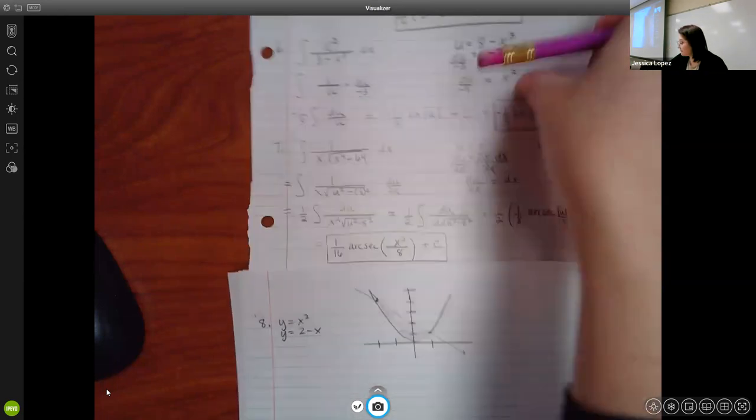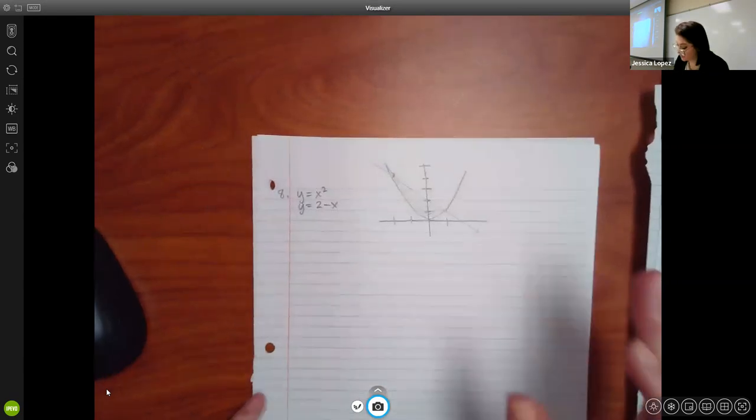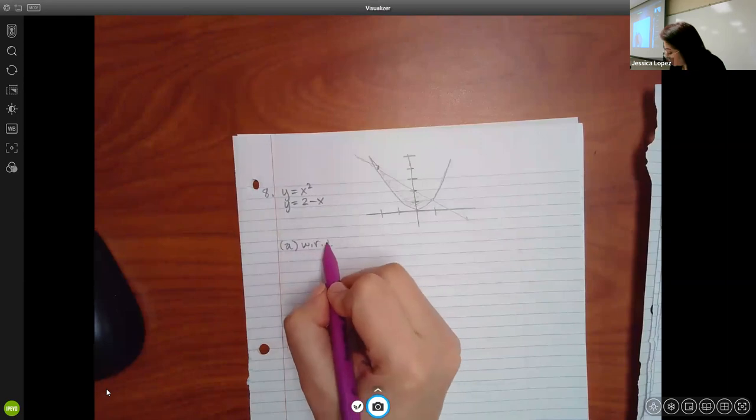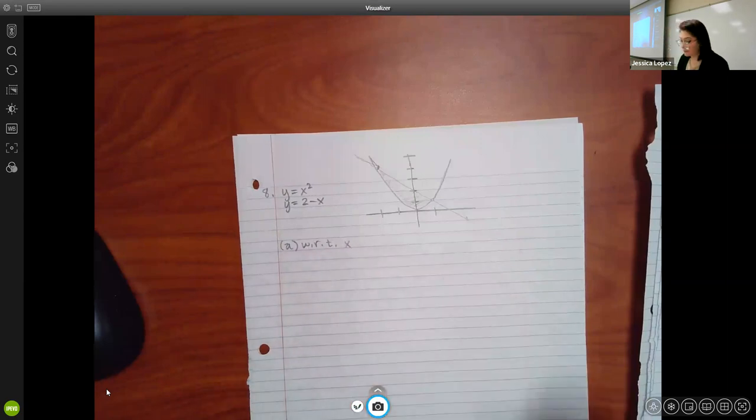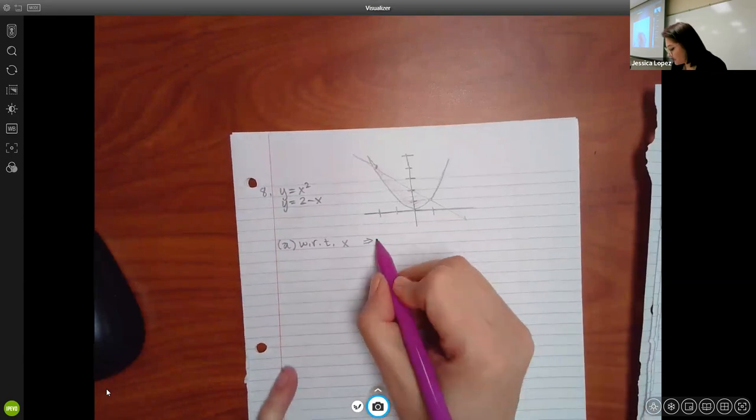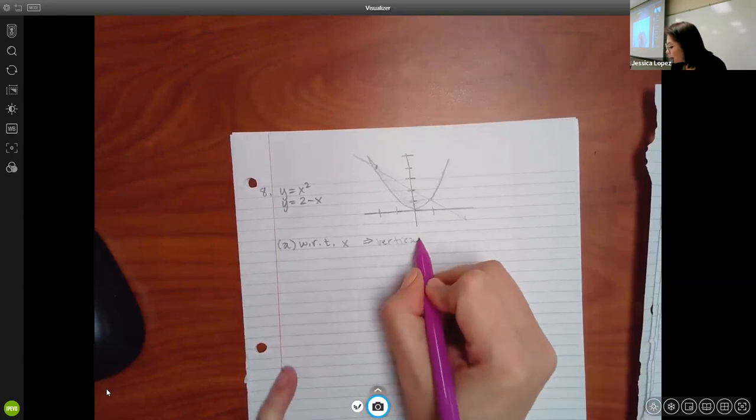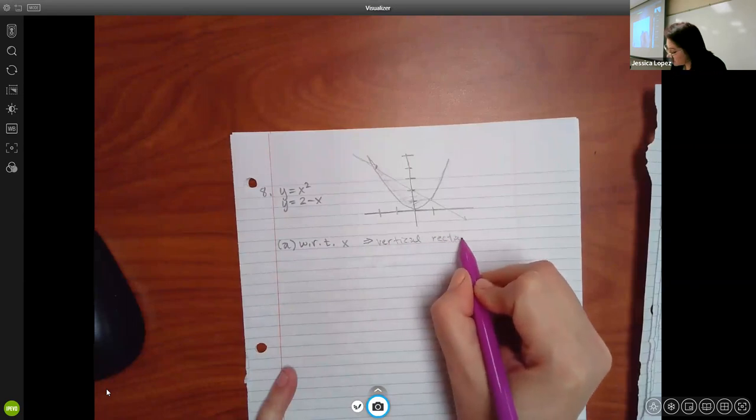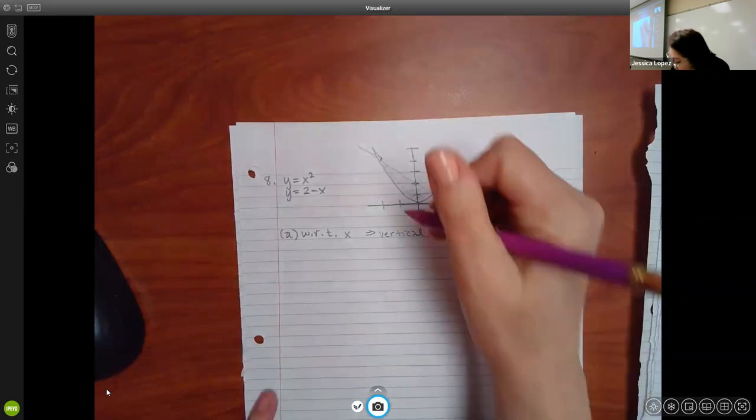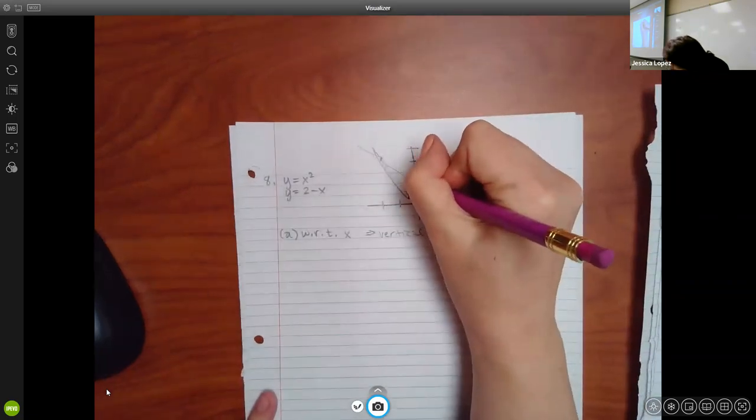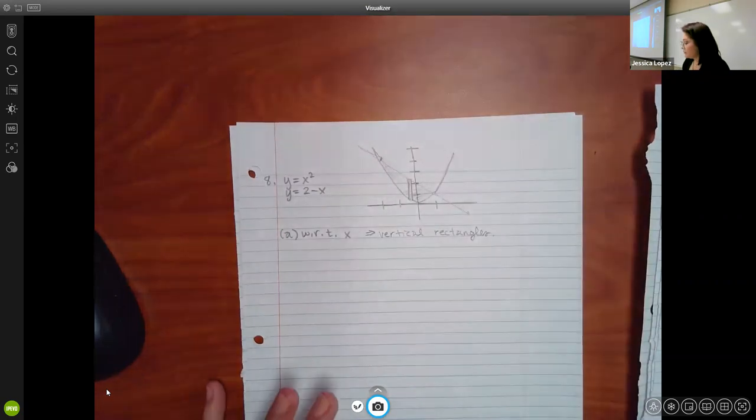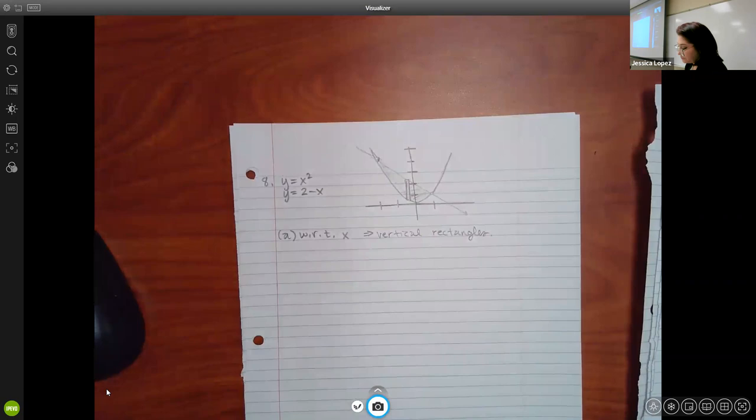So it said for part A, integrate with respect to X. What that means is I'm going to have vertical rectangles. So I like to draw a vertical rectangle. That's why I said I'm probably going to write all over this one, but then I'll do another one in a minute.